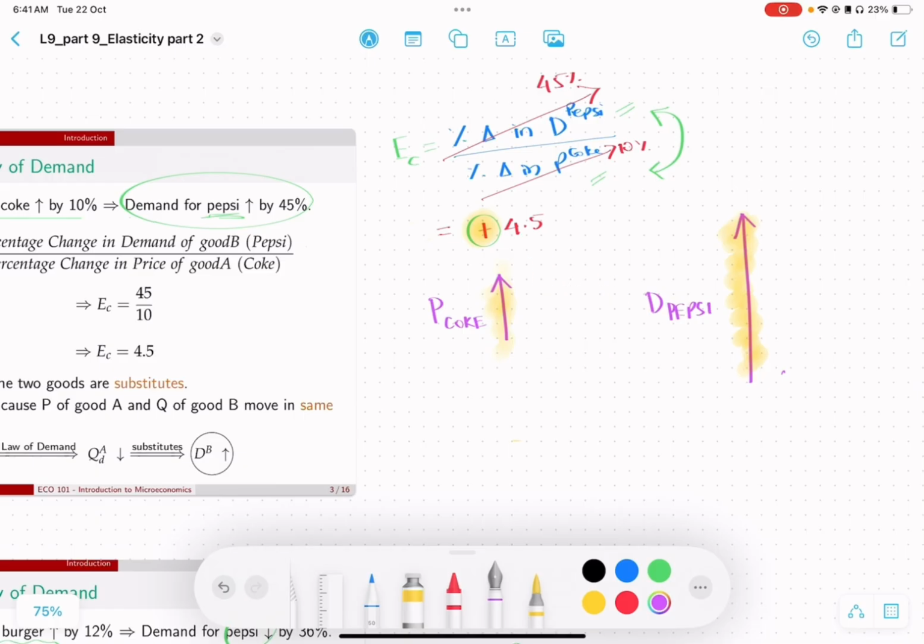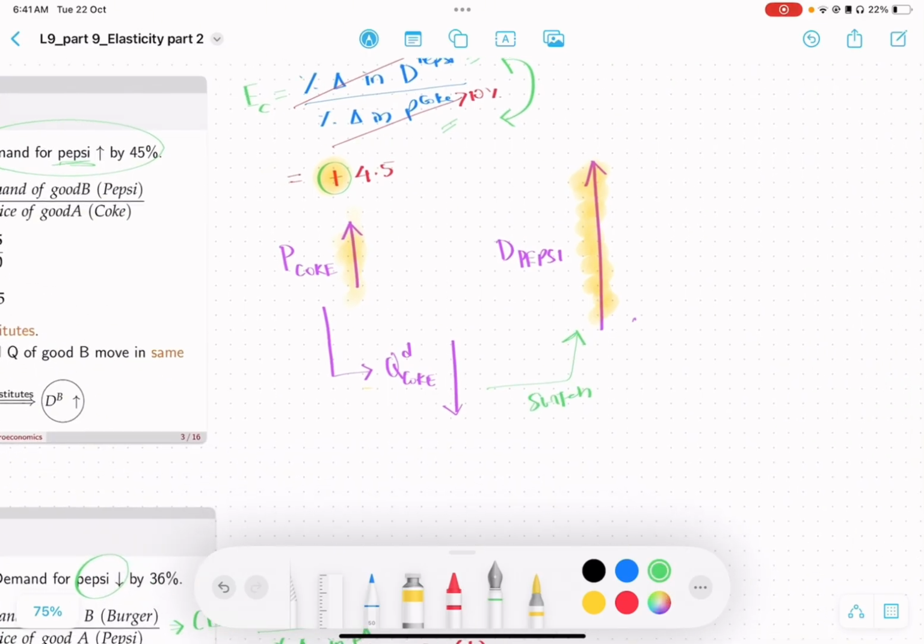What's the connection between Coke and Pepsi? Price of Coke going up and then what's happening in the Pepsi market? Well, by the law of demand, we know that when price of Coke goes up, the quantity demanded for Coke, of course, is going to go down. But as people reduce their consumption of Coke, what are they going to do? They're going to switch away from Coke towards Pepsi. If the switching is going on, we know that we are dealing with substitute goods. So that is why whenever you see the plus sign, it means that we are dealing with substitutes.